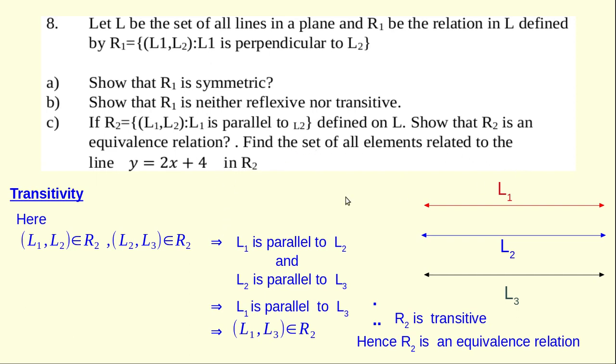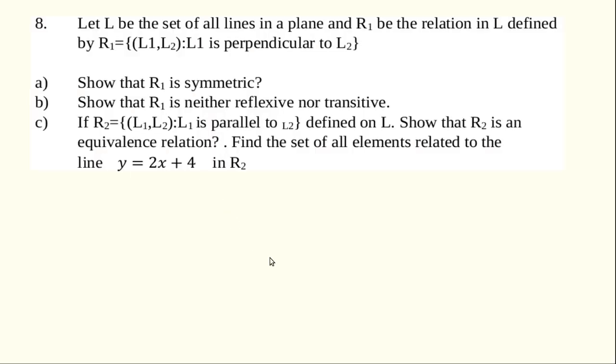Find the set of all elements related to the line y equal to 2x plus 4 in R2. Y equal to 2x plus 4 is a member of this set L, and we are going to find the set of all lines related to this line. It means that we are going to find the equivalence class containing y equal to 2x plus 4.